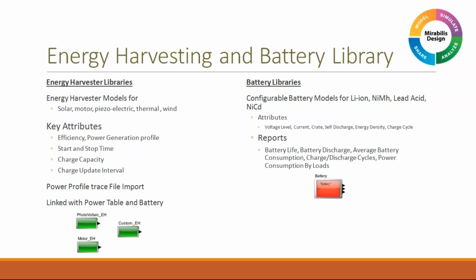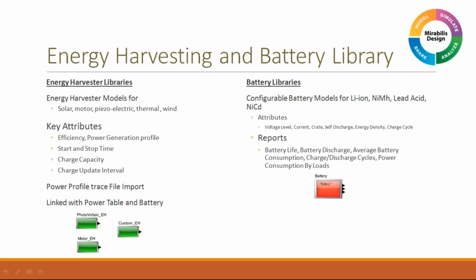Again, different batteries are provided with varieties of attributes that include your voltage levels, current or C rate, self-discharge values, energy densities and things like that as well. And the kind of reports that we generate at the battery level are to be able to understand the life of the battery, discharge rates, average battery power consumption, charge and discharge cycles, and consumption by the loads.